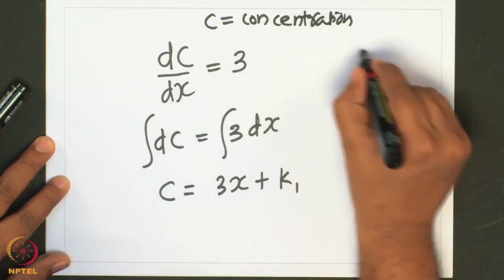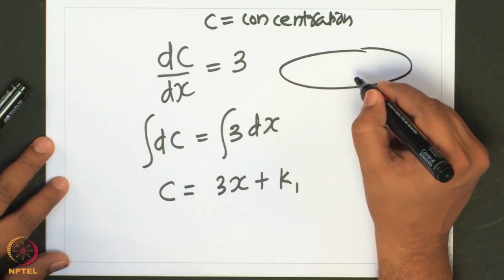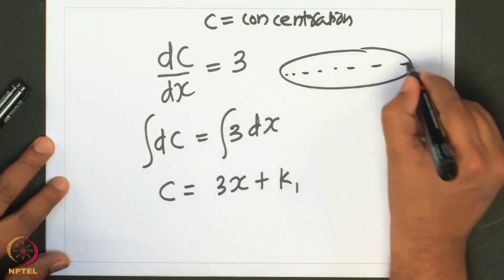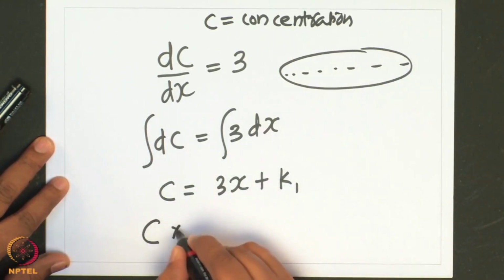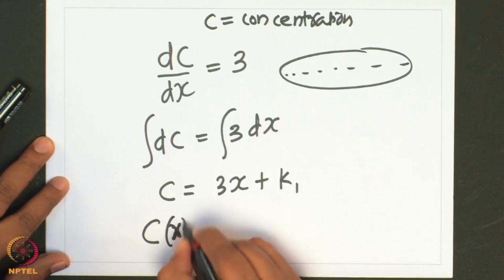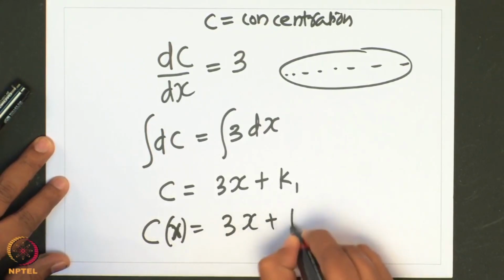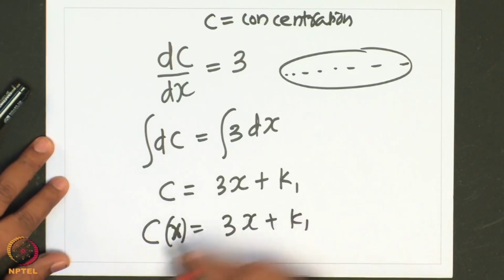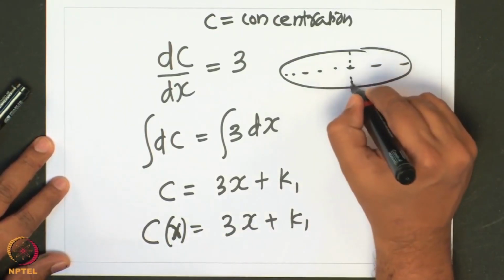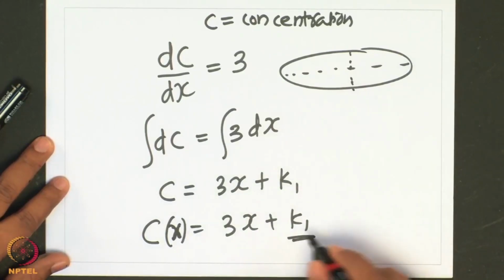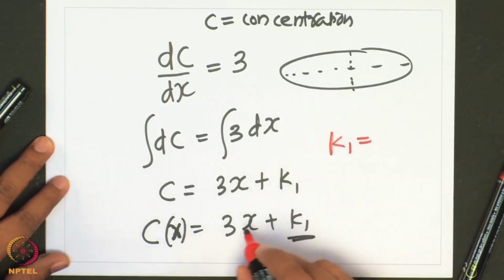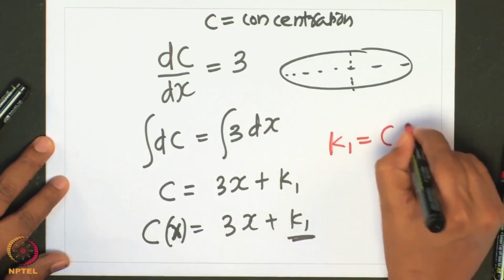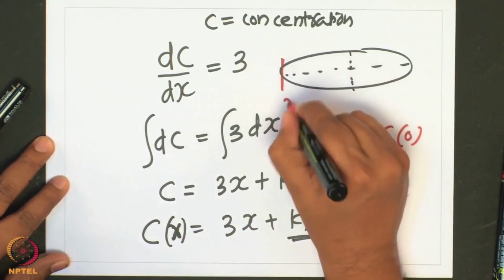So, I know the concentration along x. So, this is my x. What do I have? This answer tells me this is c of x. If I tell you the position x, I can know the concentration. If I specify x, I can get c at any point x. Given that I know k1, what is k1? k1 will turn out to be c at x equal to 0. So, what is x equal to 0? This is x equal to 0, let us say.